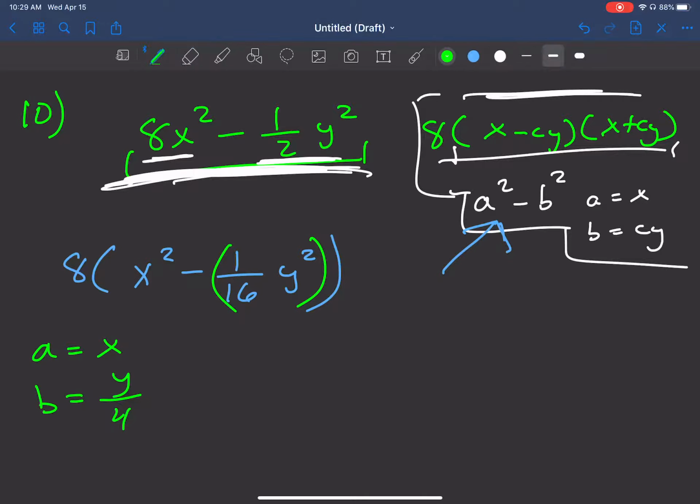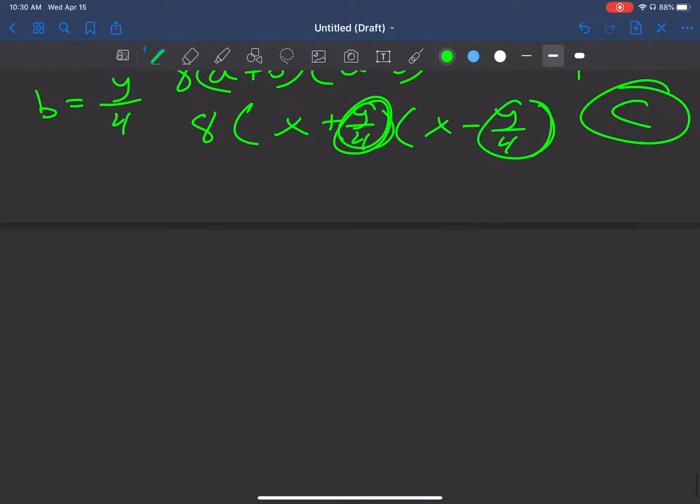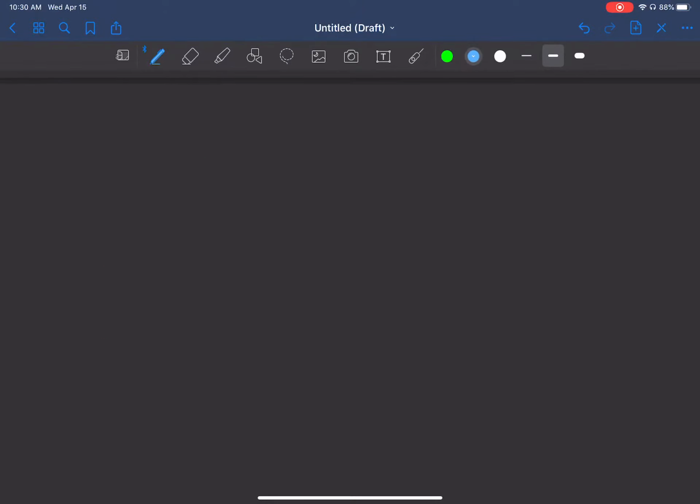Then we can just apply this formula. You have your a squared minus b squared. So what is this going to be? It's going to be a plus b times a minus b times 8, where a is x: x plus y over 4 times x minus y over 4. And what's the constant? Well, the constant is 1/4. What's the number in front of y? Well, it's just going to be 1/4. So it should have been C. Yeah, C. Good for you. Okay. Fortunately, the rest are pretty much straightforward from here.